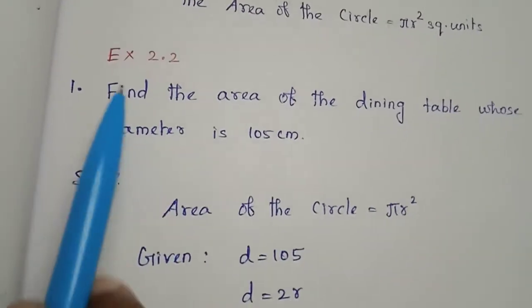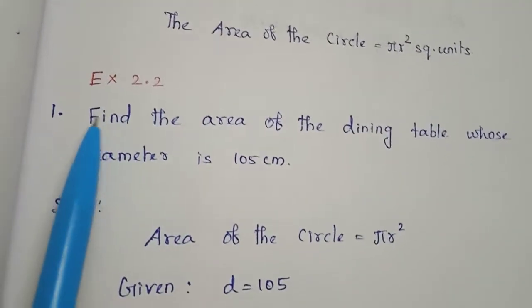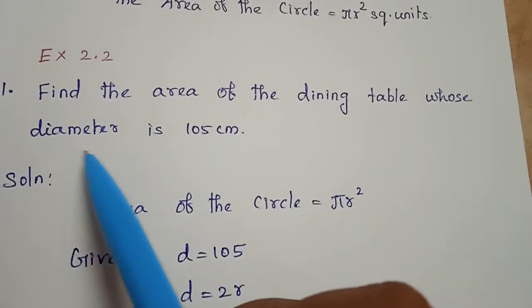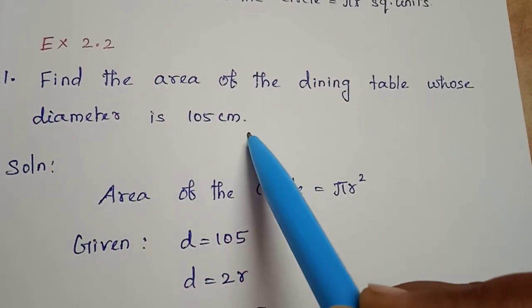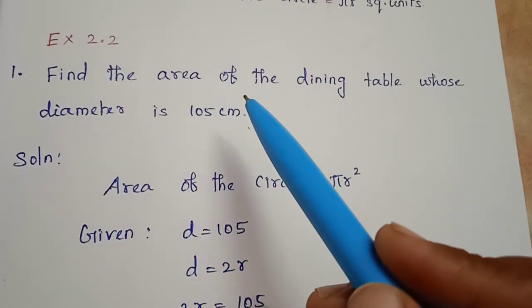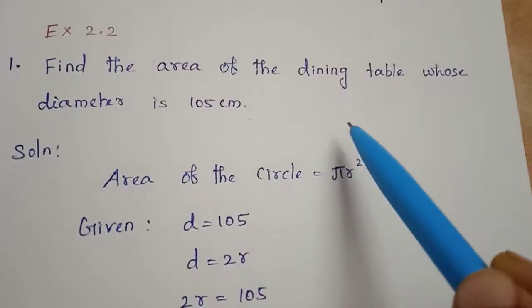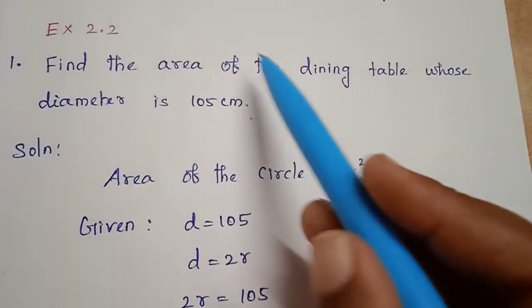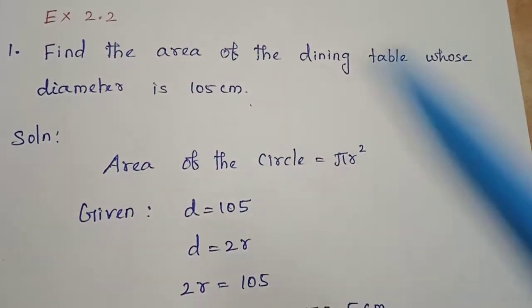We have exercise problems. Exercise 2.2. Question number 1. Find the area of the dining table whose diameter is 105 centimeter. So here we have a dining table. It is in circular shape and the diameter of the dining table is given as 105. Now we are going to find the area of the dining table.